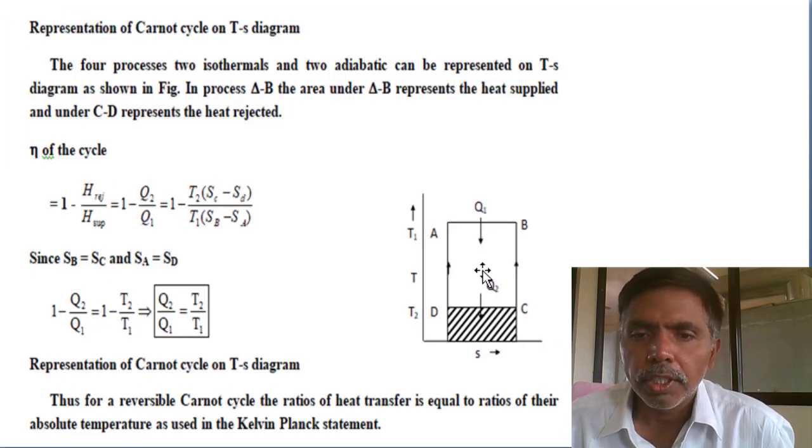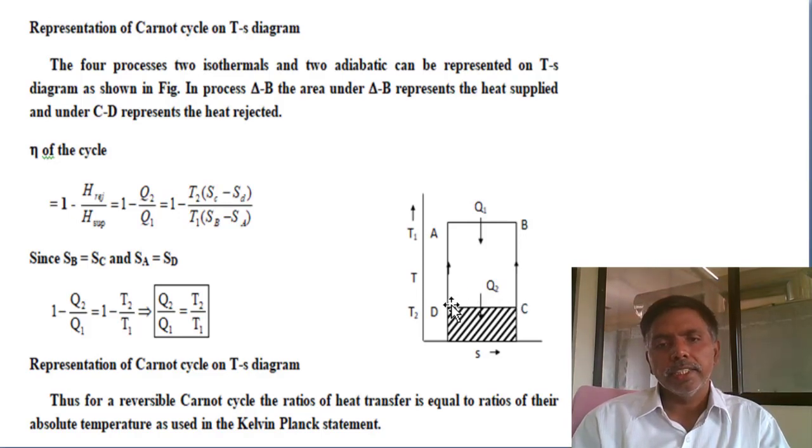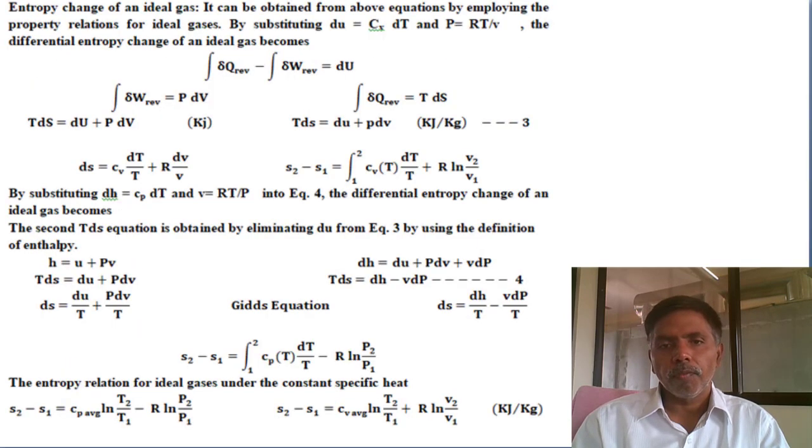So the Carnot cycle is represented as: A to B constant temperature isothermal heat addition, B to C adiabatic expansion, next C to D isothermal heat rejection, and D to A adiabatic compression. This is the representation of the Carnot cycle in a TS diagram. The area under the AB curve is the heat supply. The area under the DC curve is the heat rejection. Heat supply minus heat rejection gives the maximum work done.